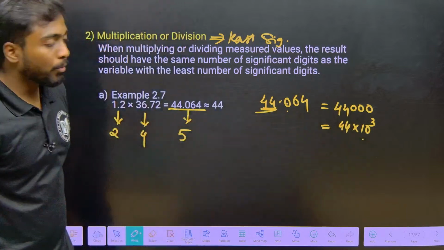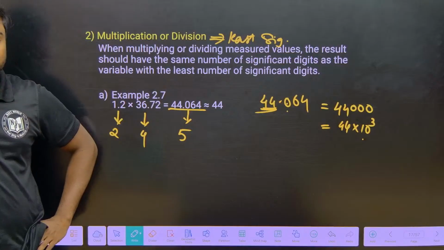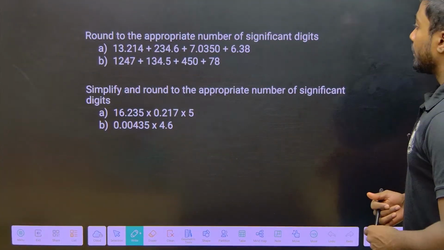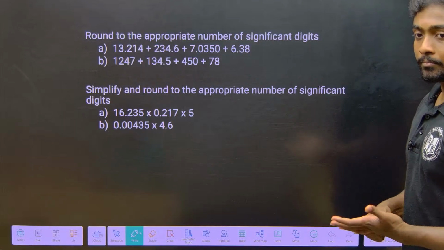Any doubt here for addition, subtraction, multiplication and division? Can you give answers for these questions?